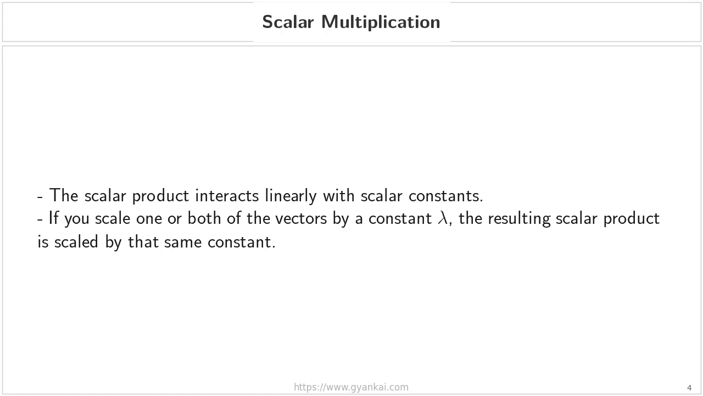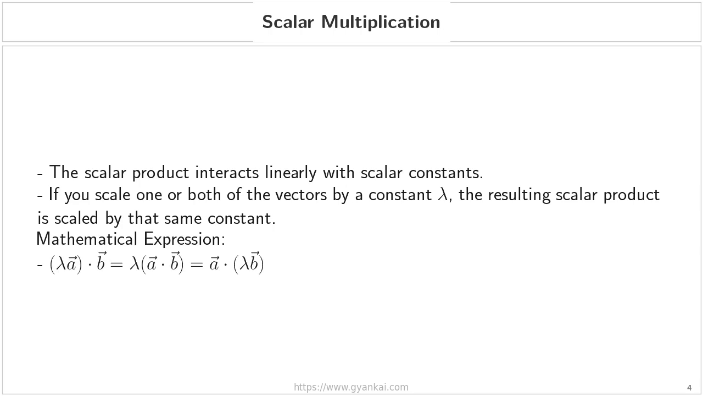Scalar multiplication. You'll notice that the scalar product interacts linearly with scalar constants. In simpler terms, if you decide to scale one or even both of your vectors by a constant, which we will call lambda, the resulting scalar product will also be scaled by that exact same constant.